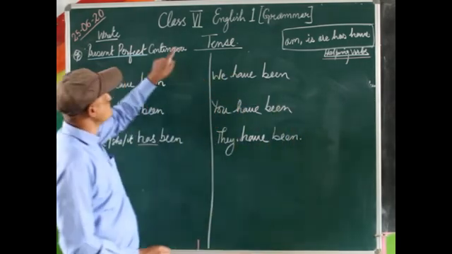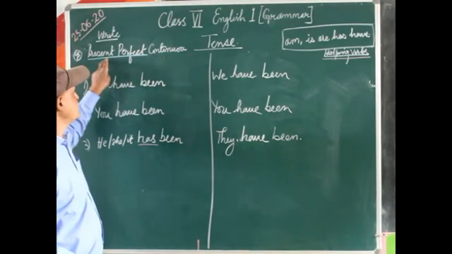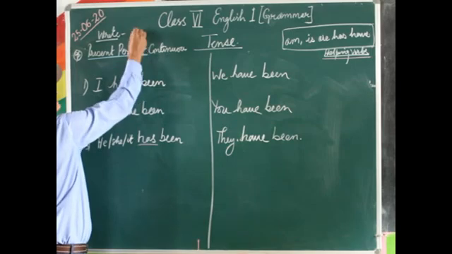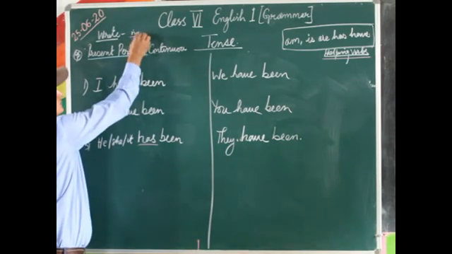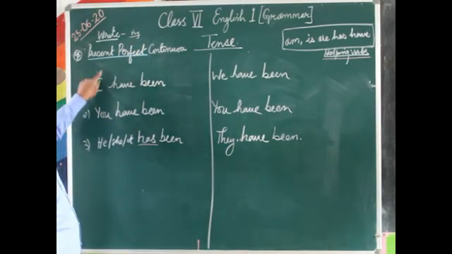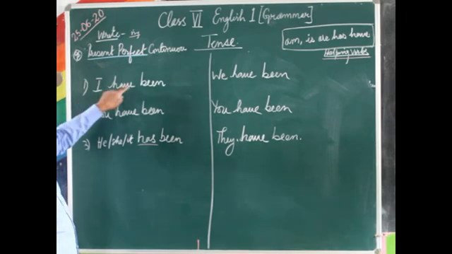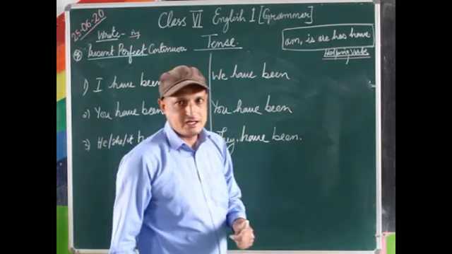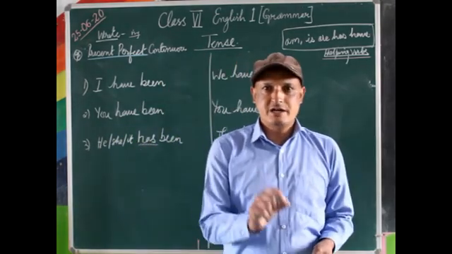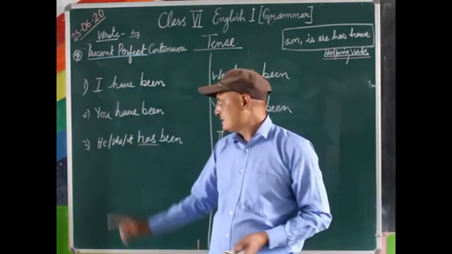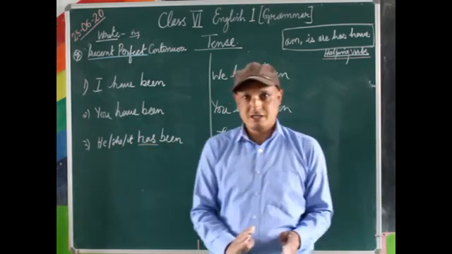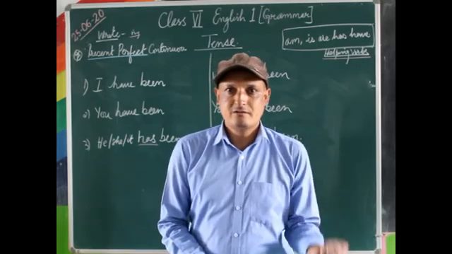Okay, and since it is continuous tense, present perfect continuous, we add ing to the root form of the verb. So we have here in the present perfect continuous tense, I have been writing. We have been writing. You have been writing. You have been writing. He, she, it has been writing. And they have been writing.